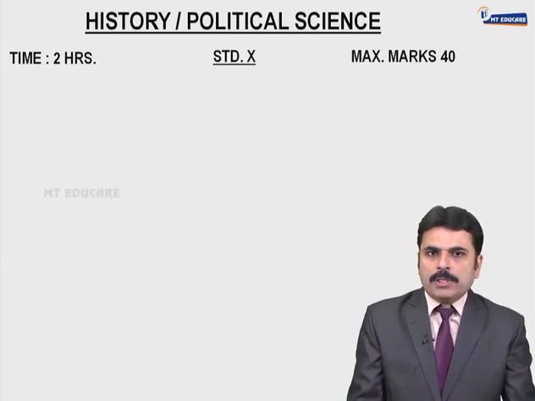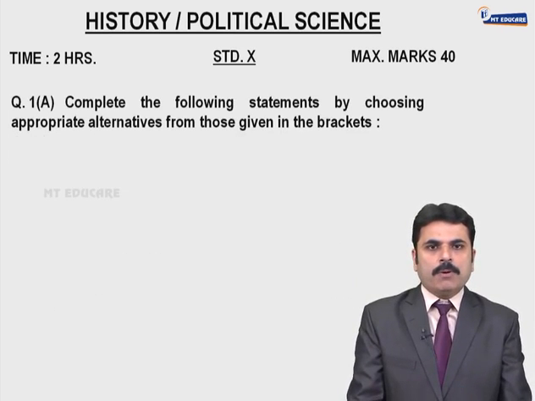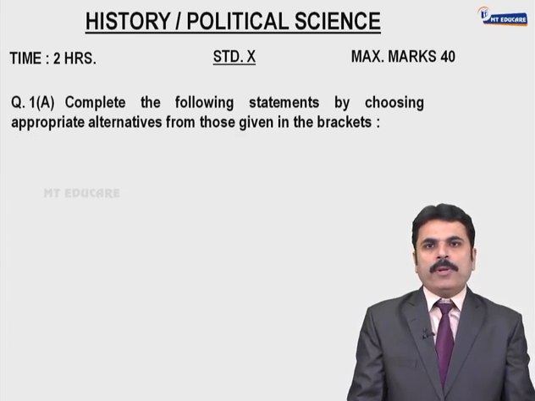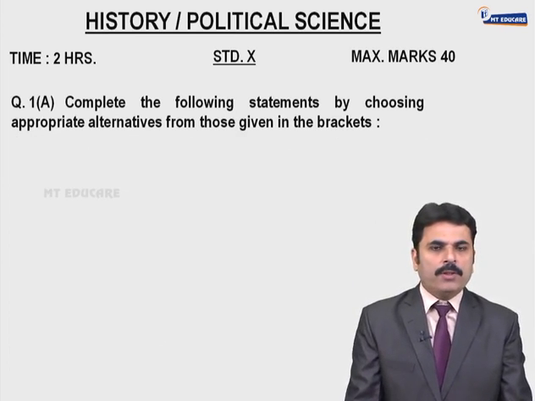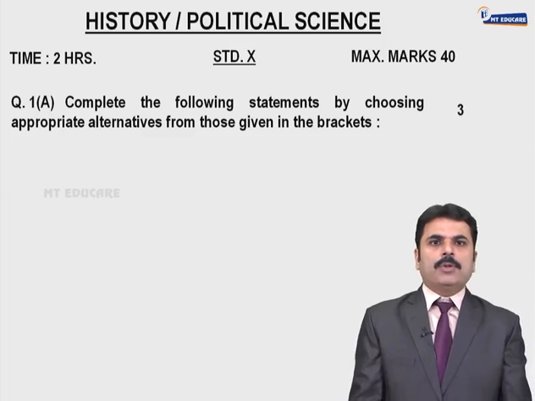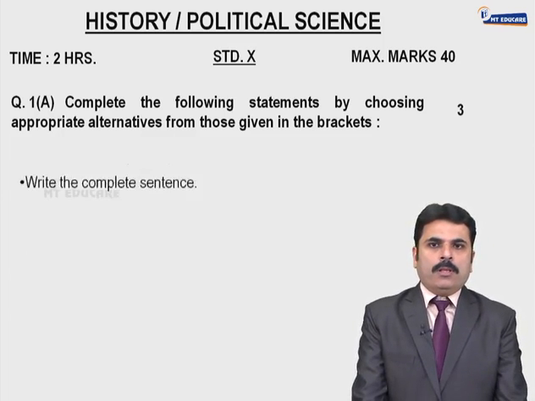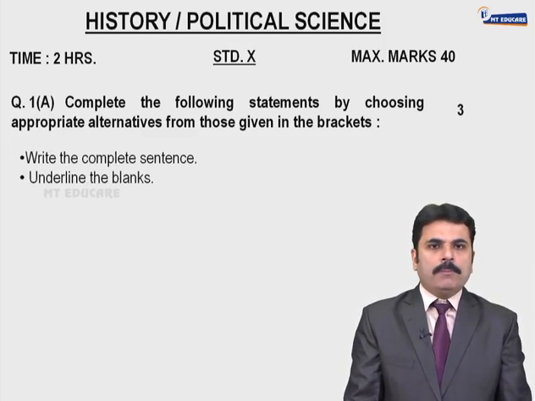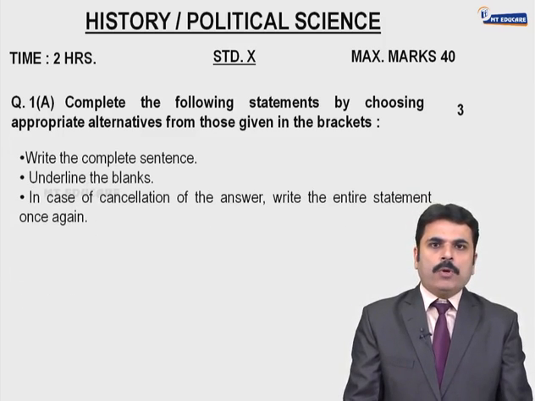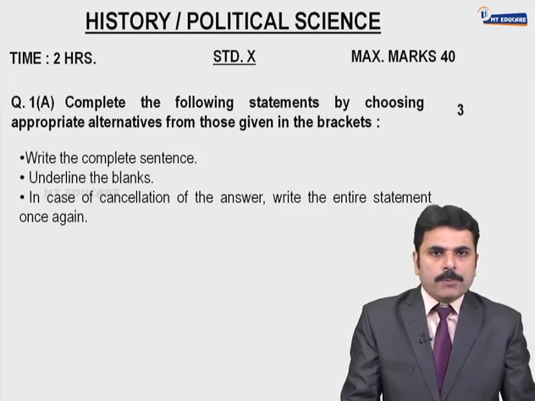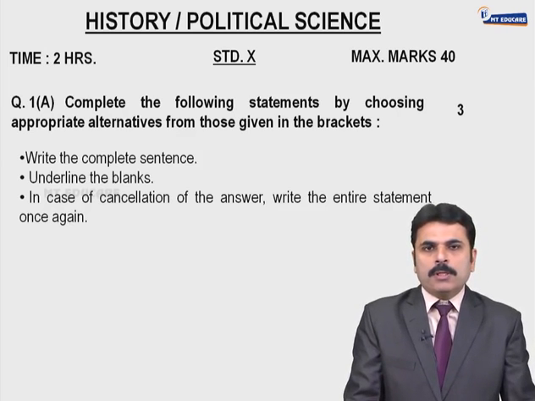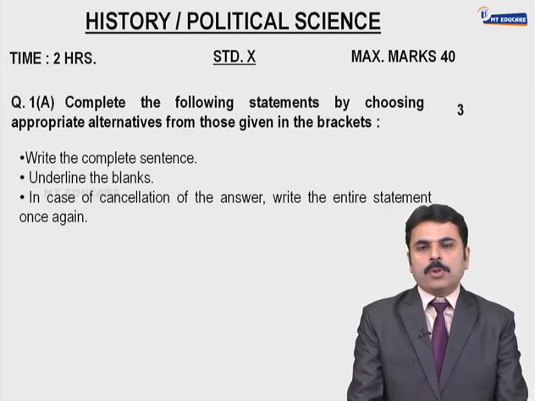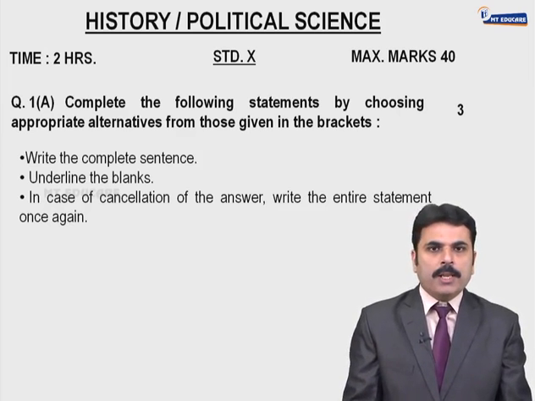The very first question is based on objectives. Question number 1A is complete the following statements by choosing appropriate alternatives from those given in the brackets. It carries 3 marks. You have to write the complete sentence, underline the blanks, and you have to avoid cancellations as far as possible. Remember students, the first impression is not the last but the lasting impression. So do not attempt this question in haste.